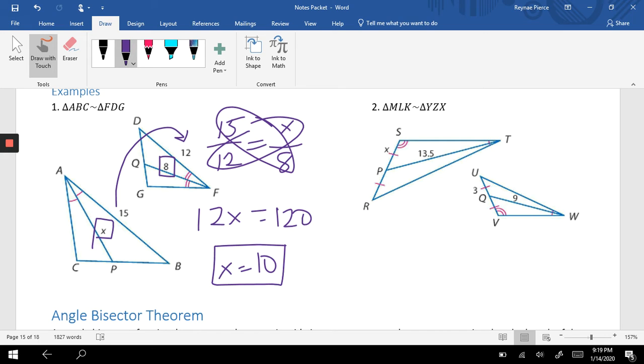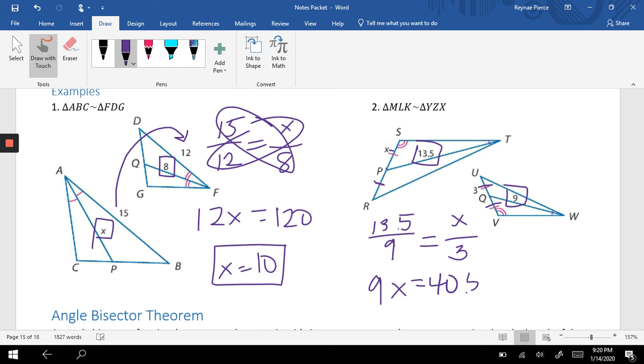In this example, I am given both of my medians. I see that P is a midpoint with these hash marks there. I see that Q is a midpoint with these hash marks there. So these medians can be included when I want to set up a proportion. So 13.5 over 9 is equal to x over 3. Cross multiply, I get 9x equals 40.5. And when I divide both sides by 9, my x value is 4.5.